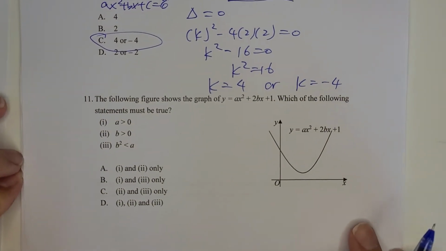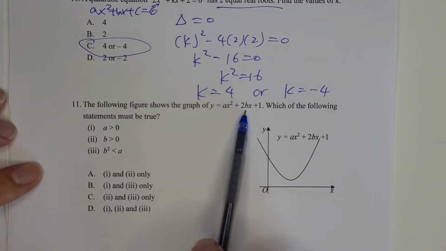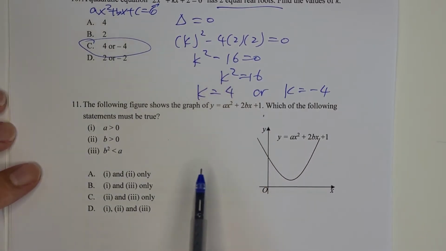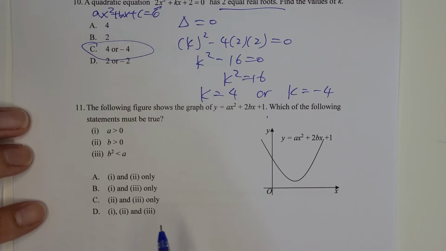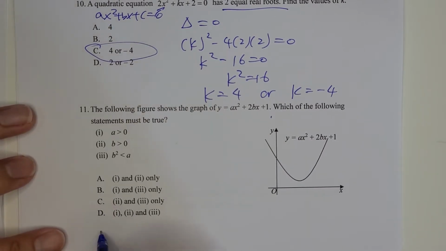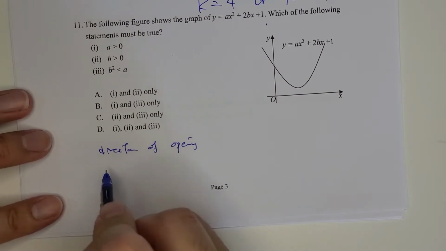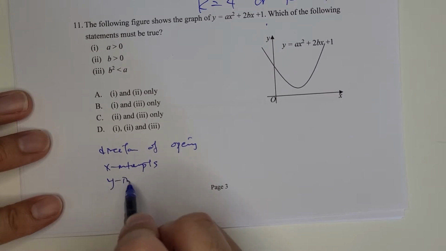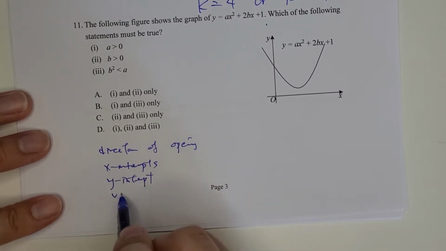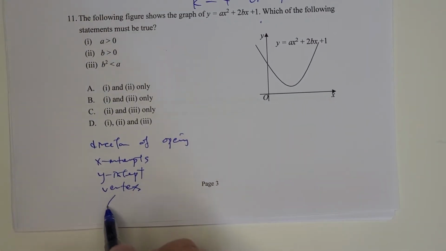So for question number 11, the following figure shows the graph of y equals ax squared plus 2bx plus 1. Which of the following must be true? When you are looking at such a quadratic graph, you need to check several things. First one, direction of opening. Does it open upward or downward? Second, the x-intercept, and then y-intercept, and then vertex. You need to check those several things. Sometimes you need to even check delta.